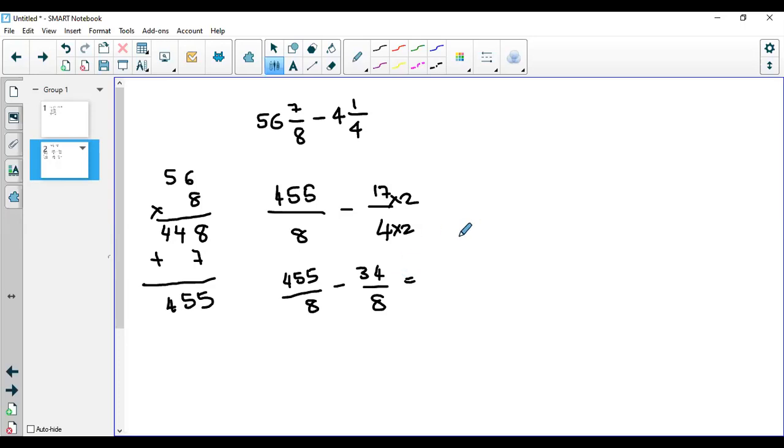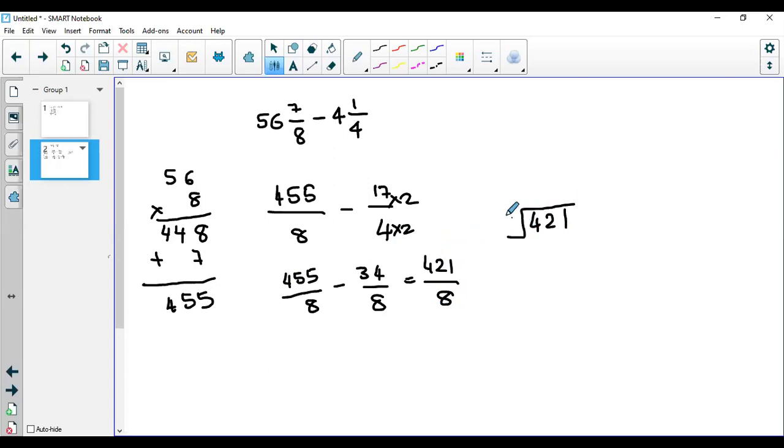Yes, it's 421 over 8. Now, as you can see, this is not a proper fraction, right? This is an improper fraction. Now, if you remember, I taught you some steps to change them into proper mixed numbers.